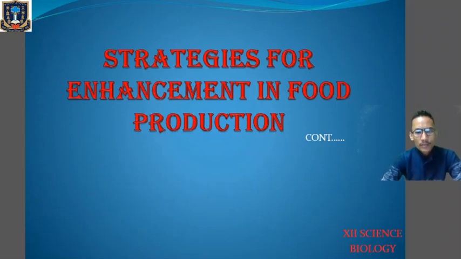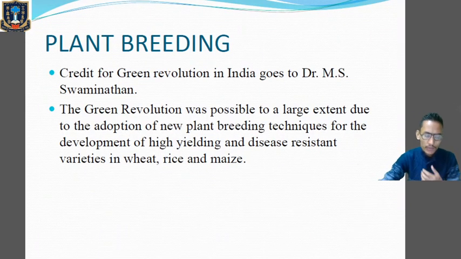We are dealing with the chapter Strategies for Enhancement in Food Production, chapter number 9. So far, we have learned about animal husbandry and animal breeding in this chapter. We have completed animal breeding in the last class. Now, in today's class, we will begin with the topic plant breeding. Okay, so the topic for the day is plant breeding.